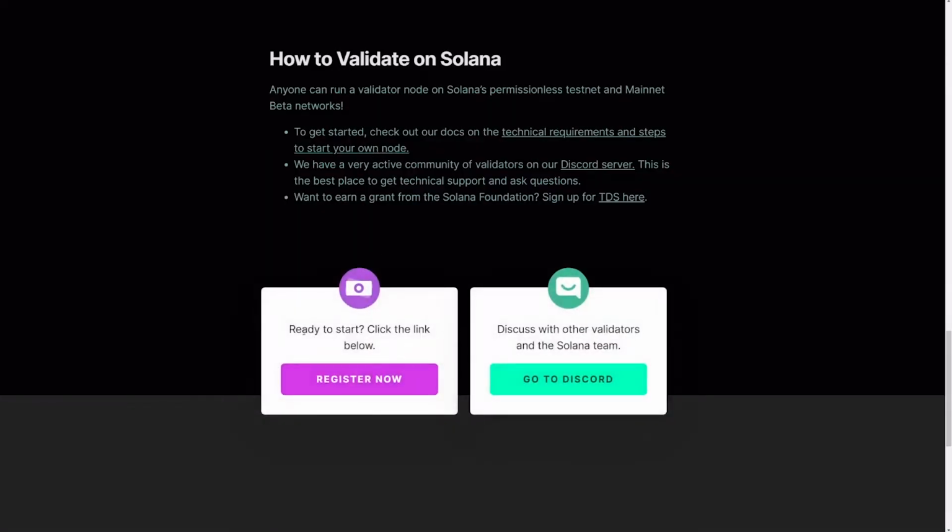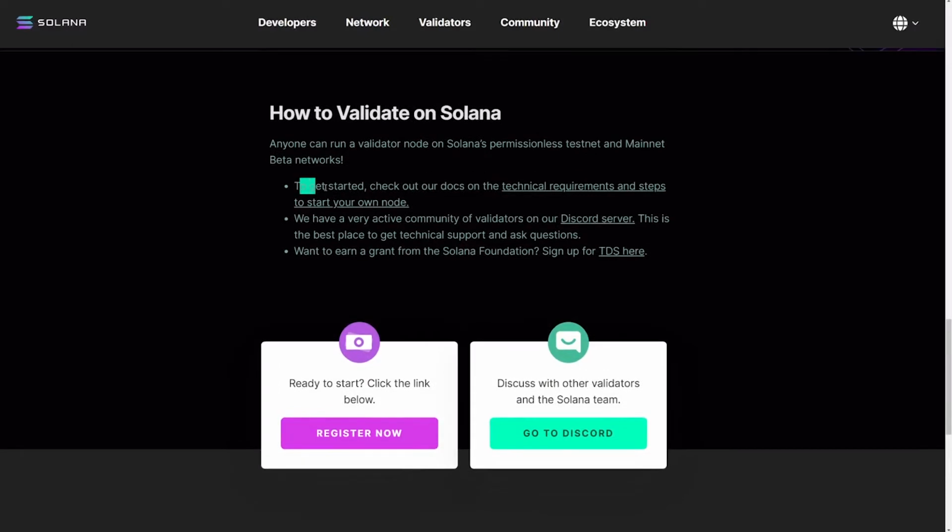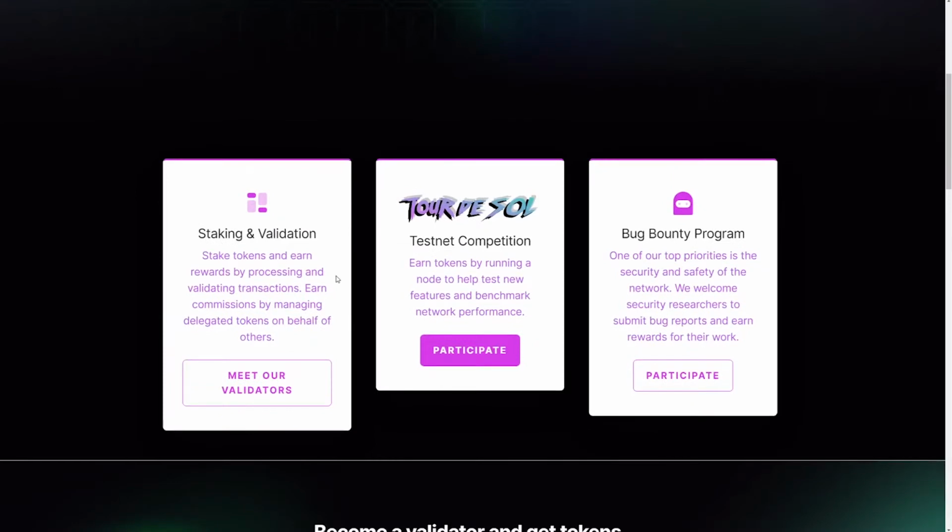And if we jump here into the validators, we can see that you can become a validator quite easily. You can just register or go to Discord and you get all the important information there and help from the community. And why would you want to become a validator? You will be able to stake tokens and earn the rewards by processing and validating the transactions.